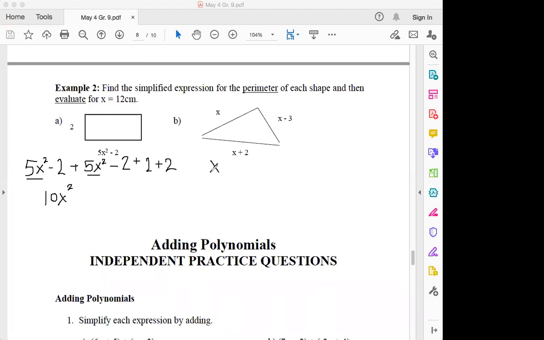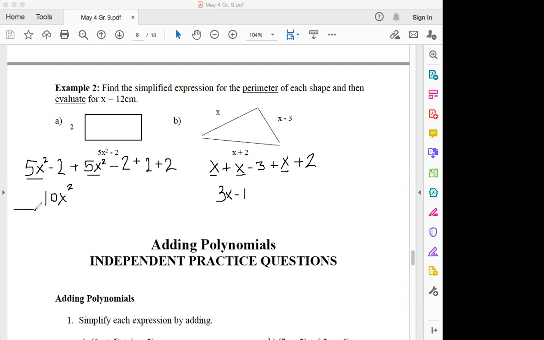Same thing here, so you add all the sides. Okay, so we've got our like terms that are here. If there's no number in front, that means that it's just a 1. So this means that there's 1x plus 1x plus 1x. So if you add them all together, it'll give you 3x. And then minus 3 plus 2 will give us minus 1.